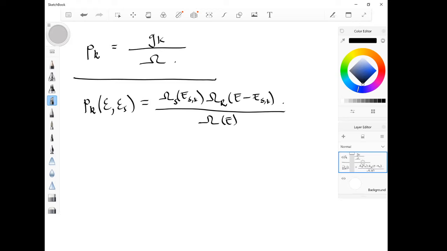And then you take, this is going to be some kind of constant for a particular energy. And so you just put a C out the front, and you've got your reservoir states.